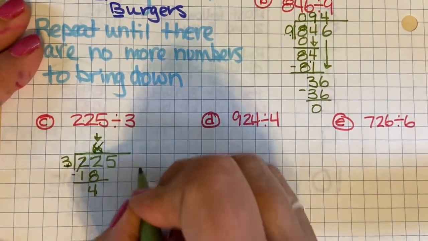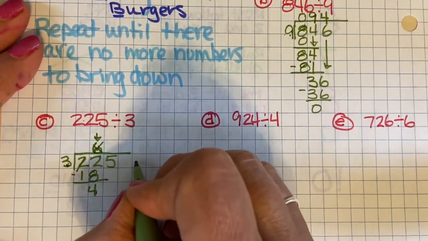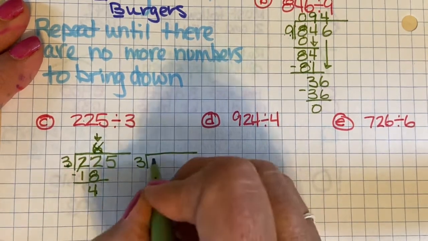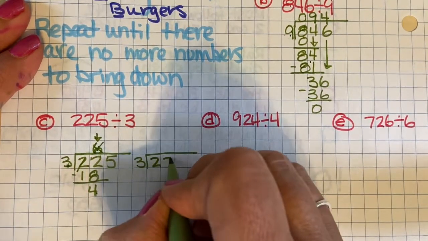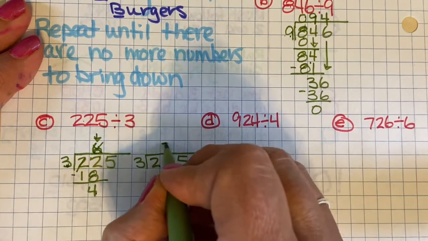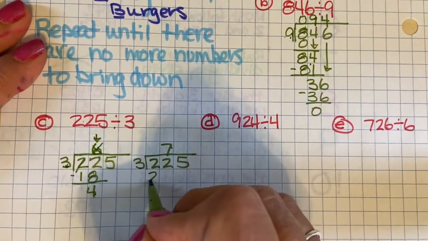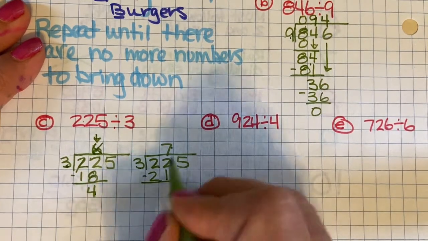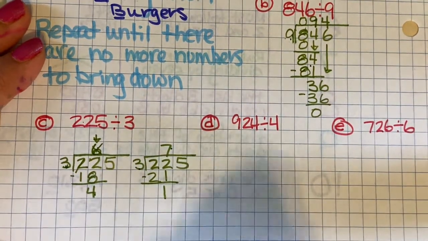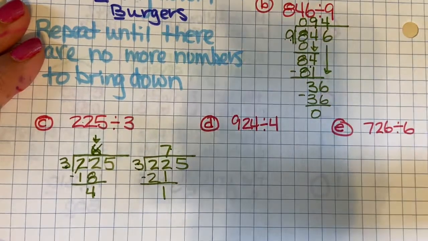So I would just redo it right next to it. 3 goes into 225. That's how I would know that I screwed up. That should have been a 7. So 7 times 3 is 21, and I'm way closer. I subtracted, I get 1. 1 is less than 3, so I'm in good shape.